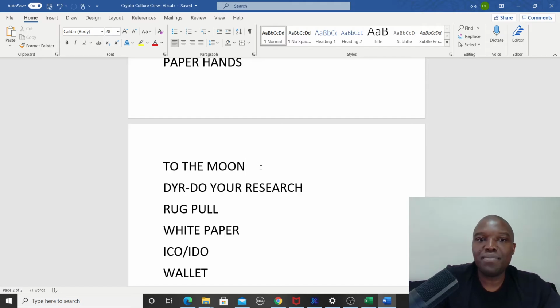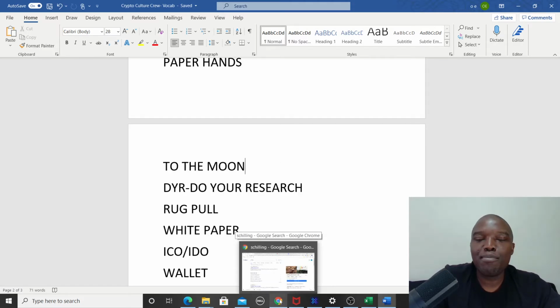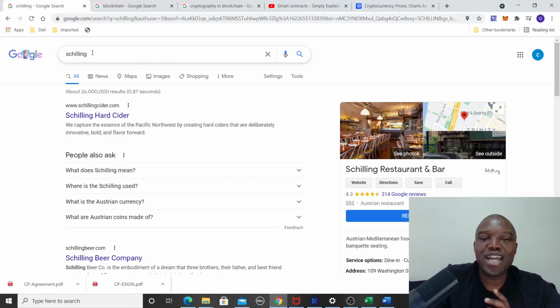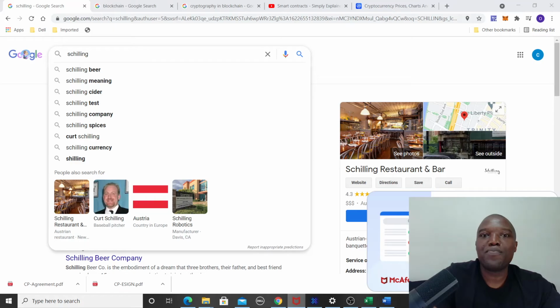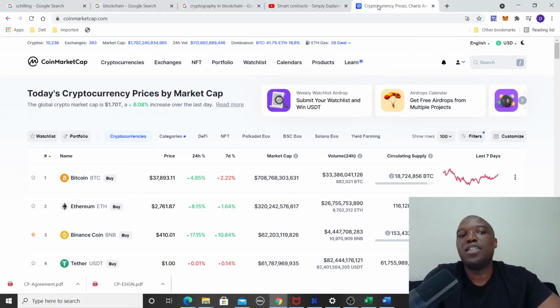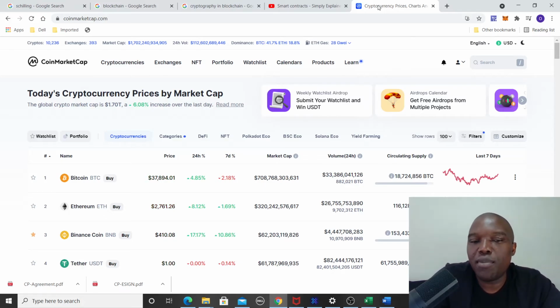So with that being said, next we have white papers. A white paper, by the way, I got into crypto about a year and a half ago, and I didn't know what a white paper was till about 6 months ago. So white papers really explain what the project is trying to do. This is CoinMarketCap. This is where I get a lot of my information.